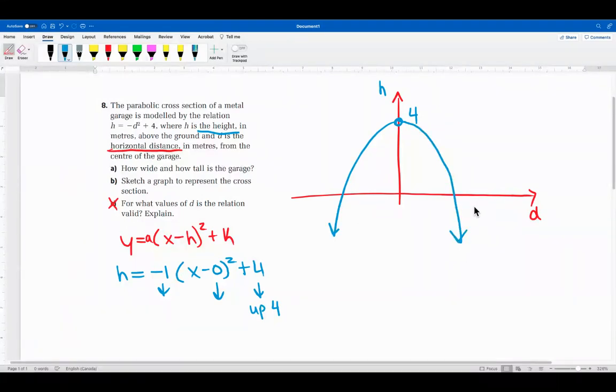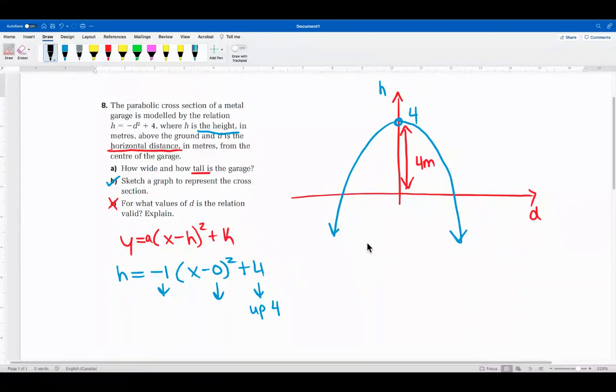And that's basically what our parabola looks like. So we've gone ahead and sketched it there. To figure out how wide the parabola is, we need our x-intercepts. We already know how tall it is. I should point that out. We've just figured out that it's 4 meters tall. Now we want to figure out how wide it is.